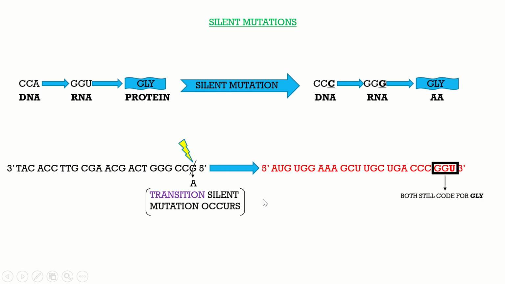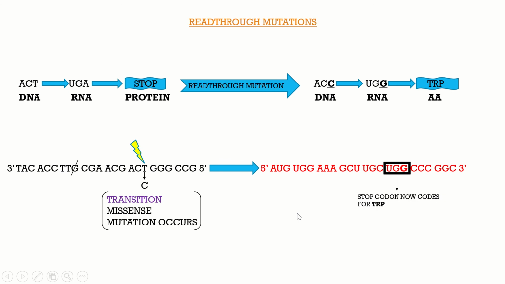Next is silent mutations. This is essentially where a base change changes the codons, but both the original codon and the changed codon due to the mutation code for the same amino acid. So in our example here, a transition occurs this time because it's G to A, and this transition, as you can see, causes this codon here, CCG, to change to CCA, which causes this to go from GGC to GGU, and both still code for GLY. So the same amino acid results from this mutation.